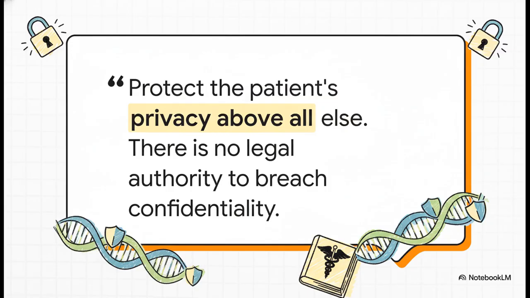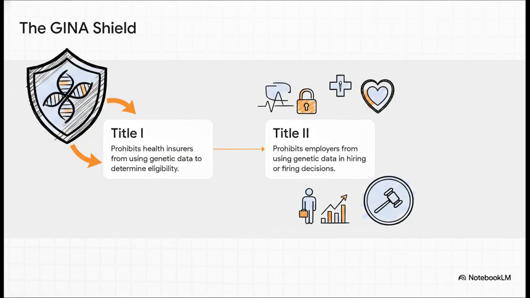And here's the answer. It is crystal clear. Your priority is the patient in front of you, period. You protect their privacy above absolutely everything else. The law, the ANA Code of Ethics, they're not ambiguous. You have no legal authority to breach confidentiality to warn family members. Your duty is to your patient's privacy. End of story.